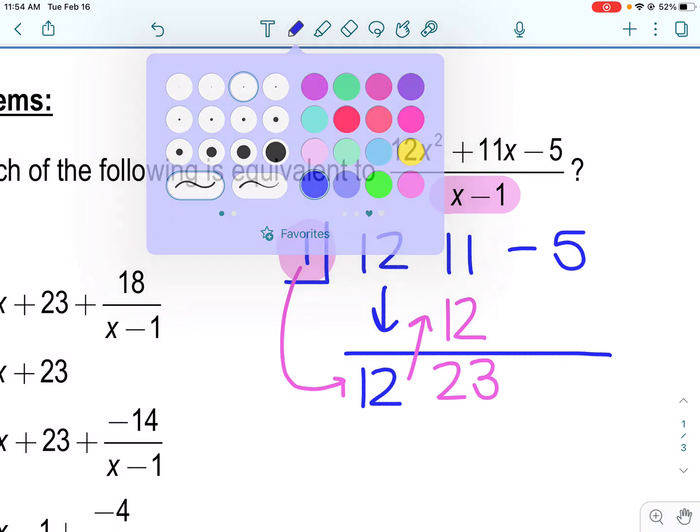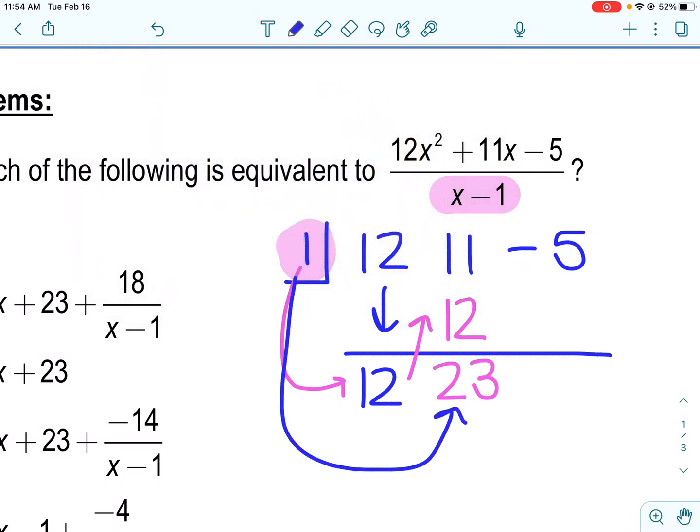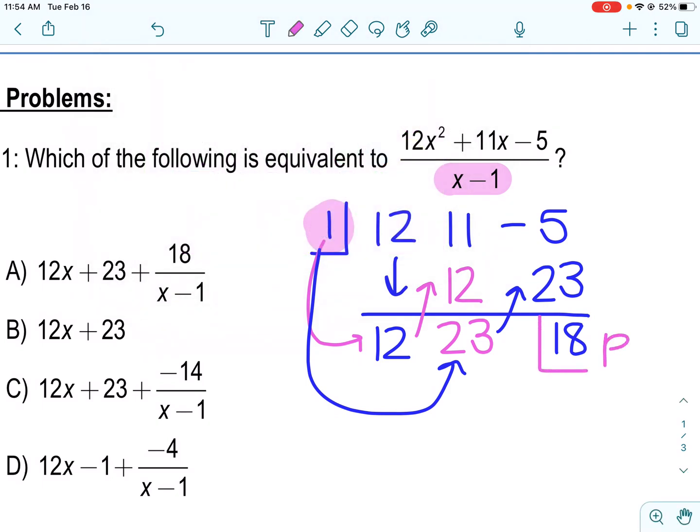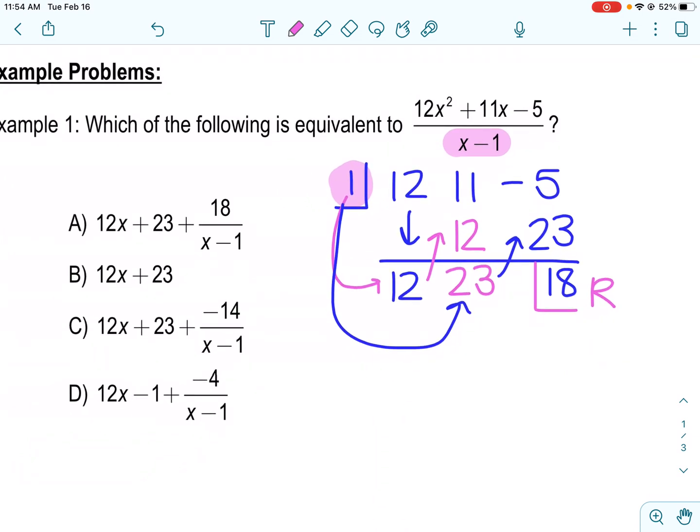Now I do it again. 1 times 23 is 23, that goes here. Add -5 plus 23 is 18. Okay, this last number is your remainder. Okay, so if you look at our options over here, if you want to just check the remainder, you could. It's option A.